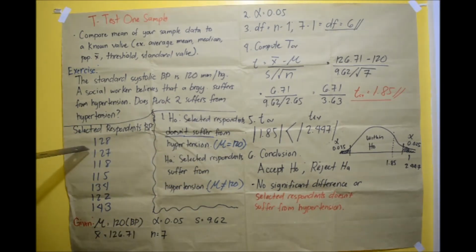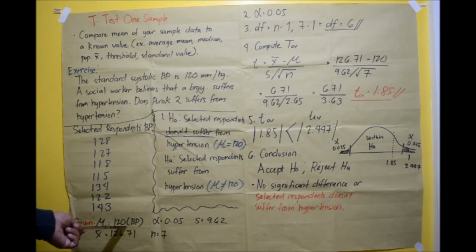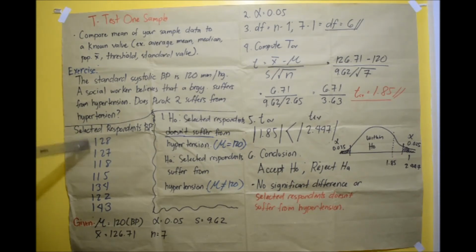Okay. So selected respondents: 1, 2, 3, 4, 5, 6, 7. So 7 respondents. So N is 7. The population mean, 120 systolic, is the standard. Let us get the mean of our sample, 126.